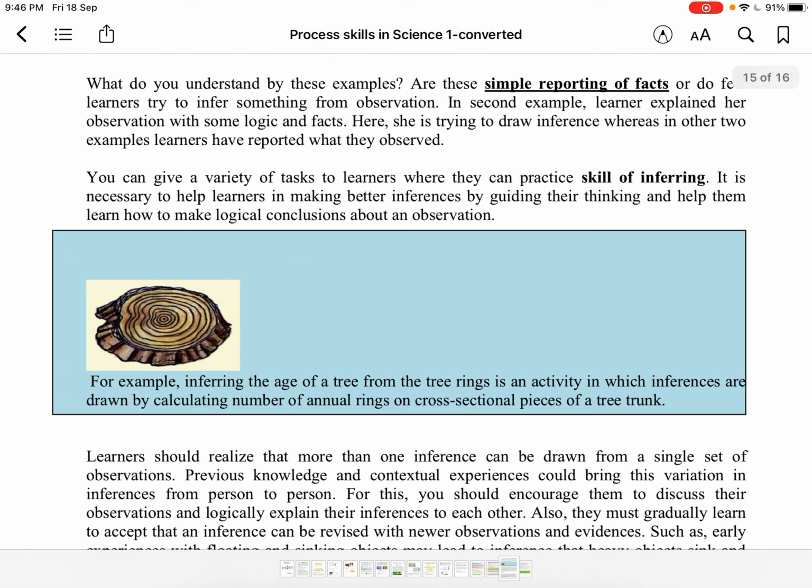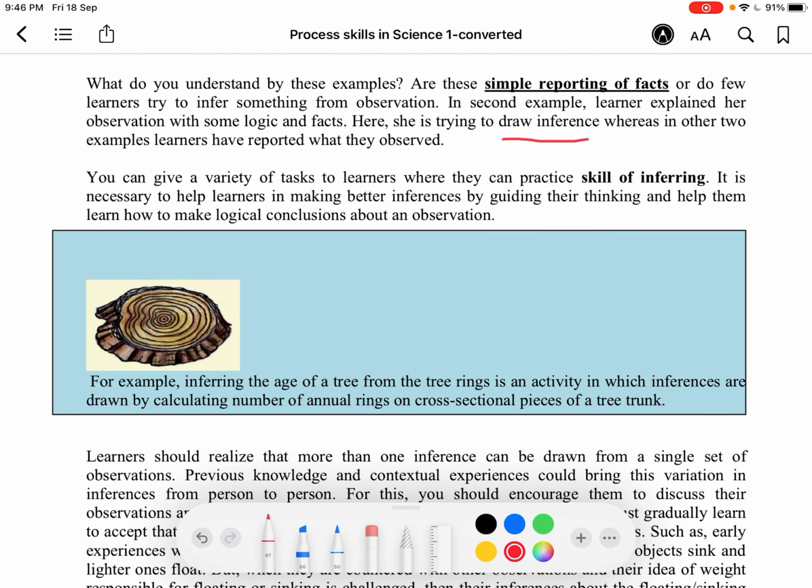So in this act, she is trying to draw the inference. In this second report, the learner is trying to draw the inference based on the observation and the reasons. She is drawing the conclusions. So that is called drawing the inference.